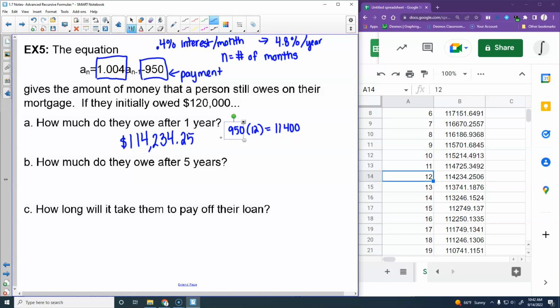But if I do 120,000 minus 114,234.25, you only paid off $5,765.75. So over half of what you paid went to pay for interest, right there. That cost a lot of money, that you're just paying the bank to borrow their money.